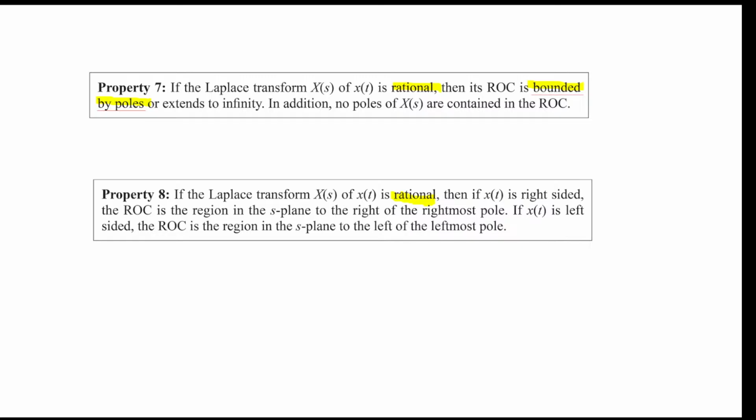Those two properties are related to rational functions because we are talking about poles. Okay, so if we have some rational function x of t and it has some poles, then the ROC will be bounded by the poles or extend to infinity. We don't really have a proof here, but I guess we will have a kind of proof later when we talk about the Laplace transform of a rational function. For now it's just stated here.